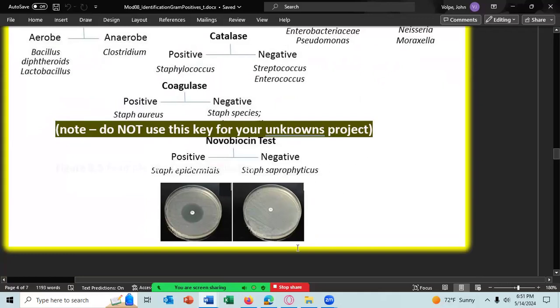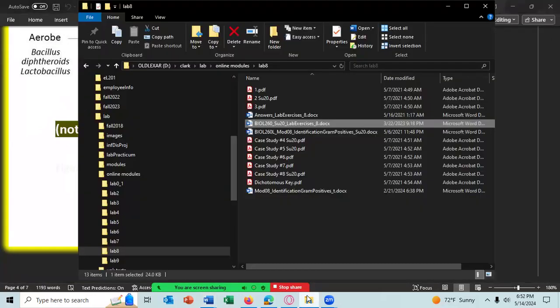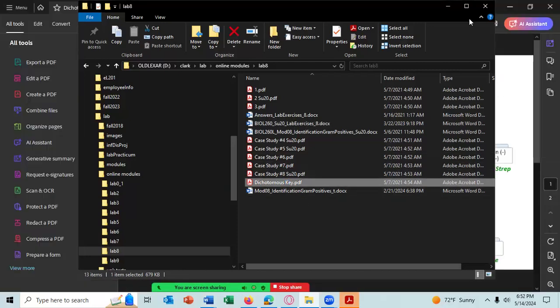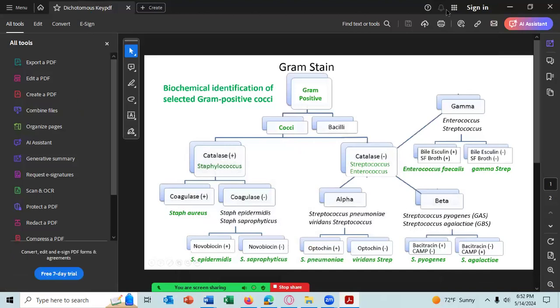Let me show you another example of the key. This would be the dichotomous key you're using for this lab. So here we have the gram stain, and if it's gram positive, then we can split that into the gram positive cocci and the gram positive bacilli. Cross out the bacilli because we have gram positive cocci. You can then split that with the catalase test, the catalase positive and the catalase negative. Cross out the catalase negative.